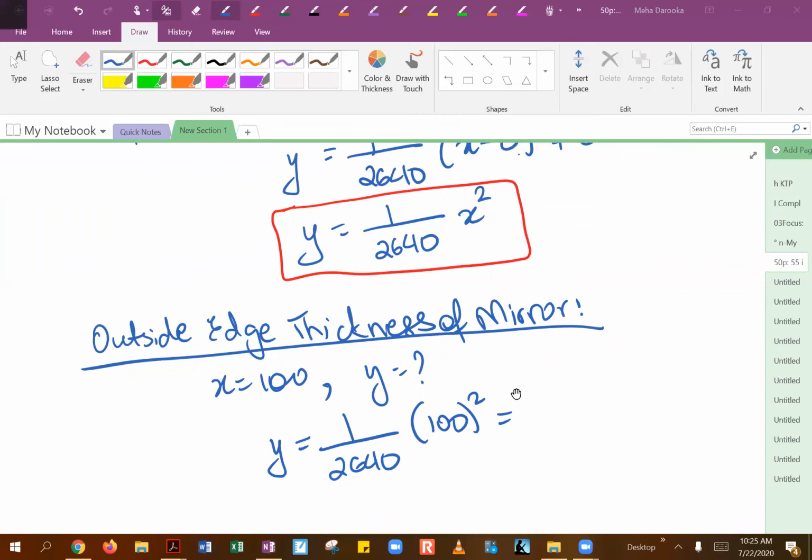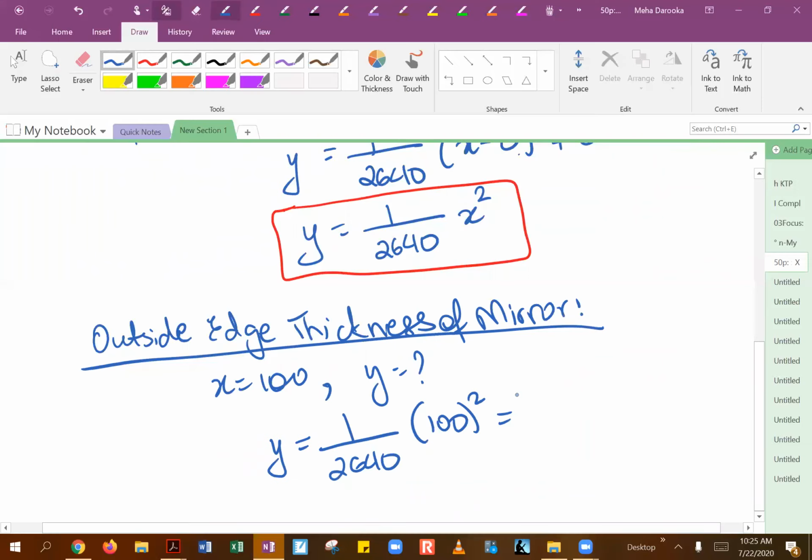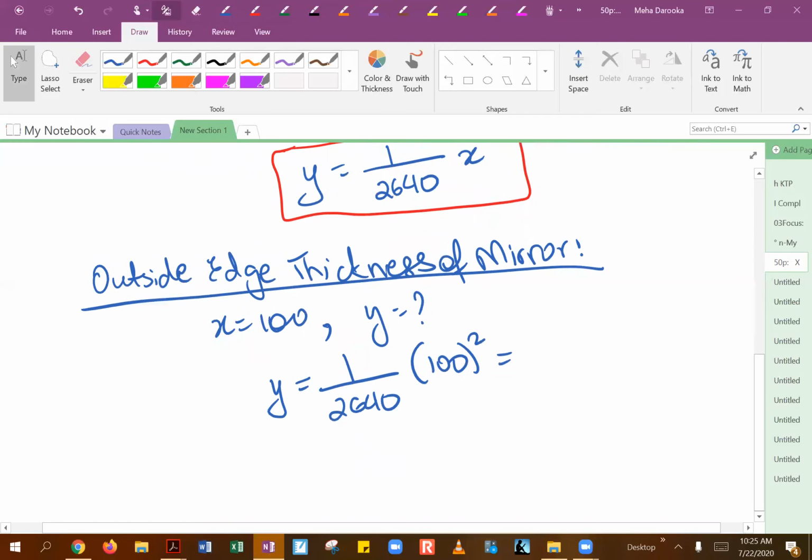And I think we will leave them in decimals because I'm not sure we really want to do these as fractions. So what kind of y value are you looking at here for x as being 100 inches? So 100 squared multiplied by 1 divided by 2640.